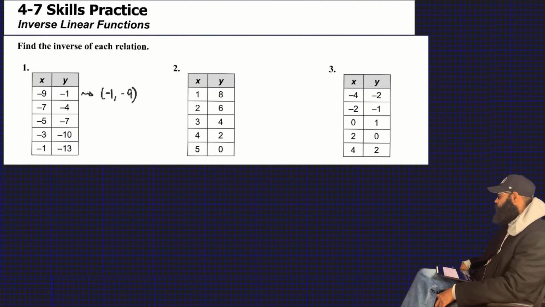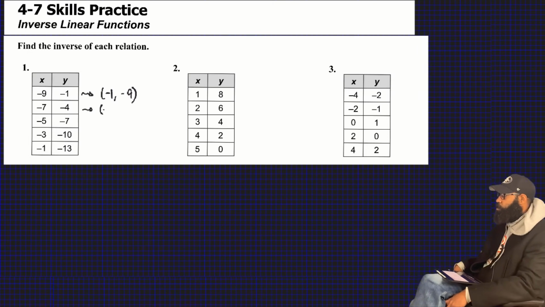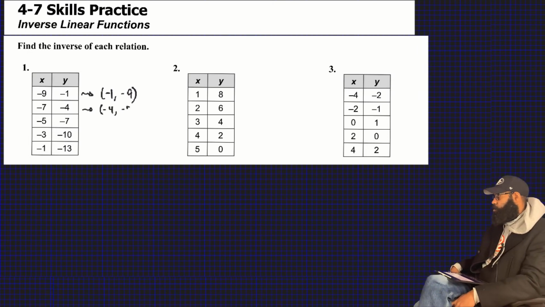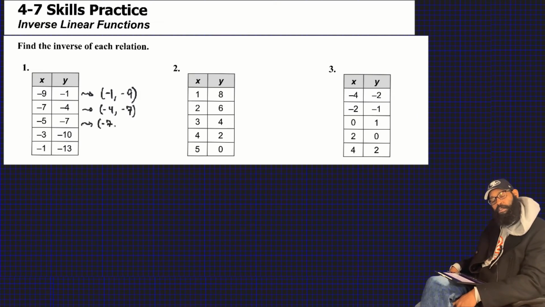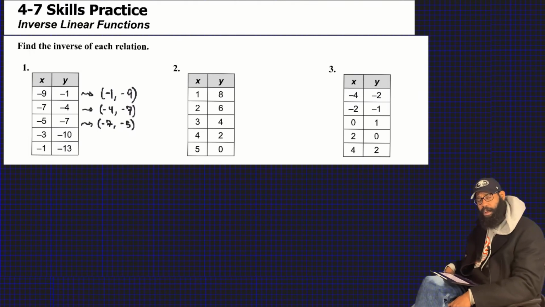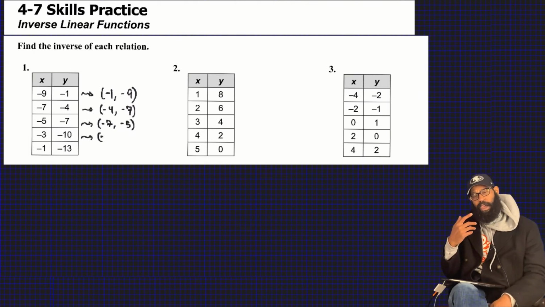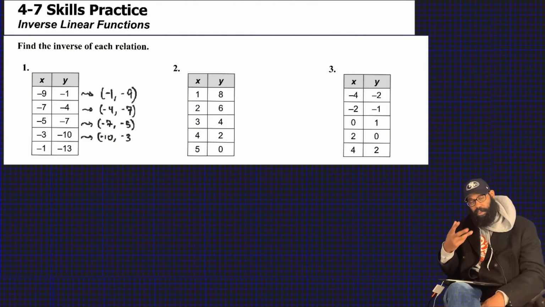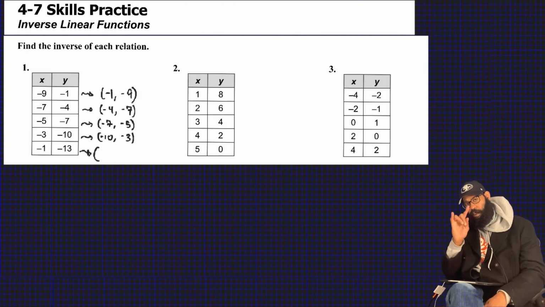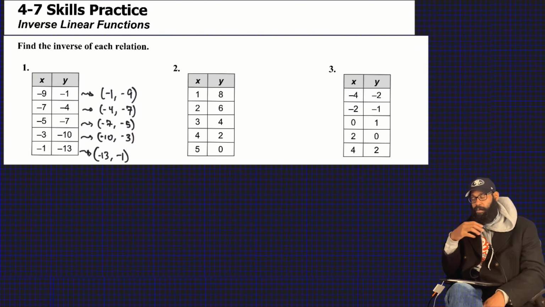So I need to write it as -1, -9. The next one, -4, -7. And so on and so on. So just getting the simple done first, because of course it is going to get a little bit more challenging, but just knowing that when they want you to do the inverse of the relation, well, flop it. That's it. So whether they give it to me in a table or they just give it to me as a list, it doesn't matter. I just know to swap my x and y to get the inverse.